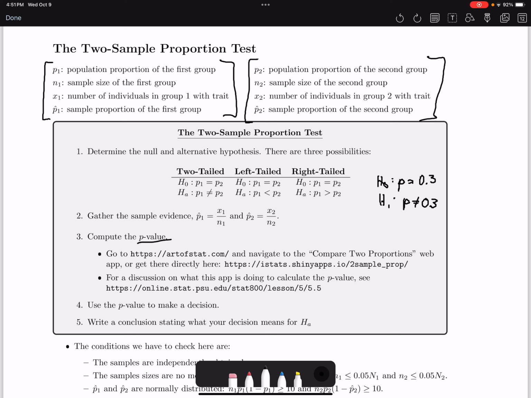Okay, and again, I'm not going to go into any detail about how the web app is computing this p-value, but if you want to know, you can follow this link right here.